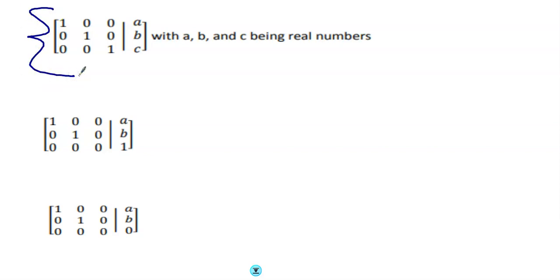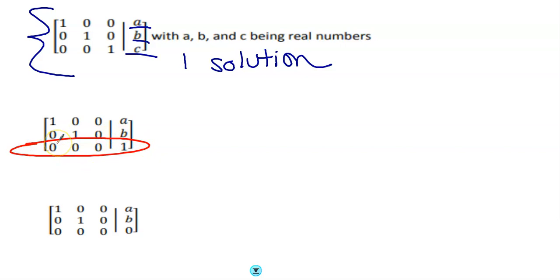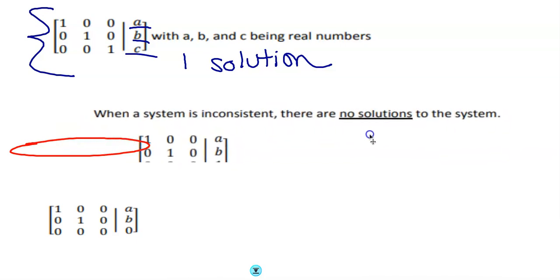Okay, and what does this mean? That there's one solution for your answers. You have one solution. Now for this one, there's something going on here. So I have 0, 0, 0, 1. So what on earth does that mean?